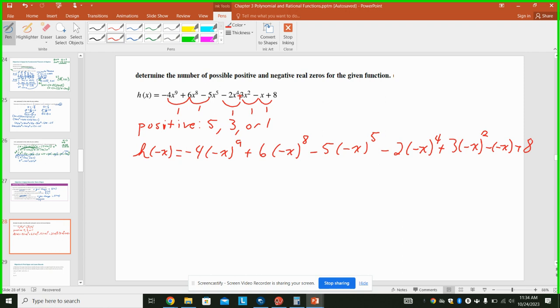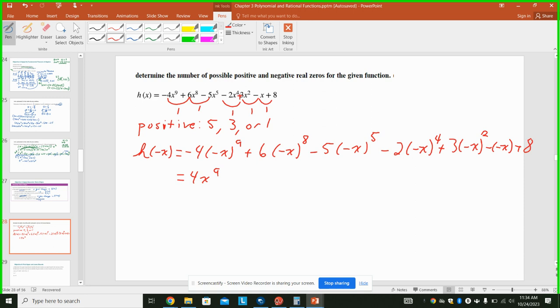All right, so now we're just going to simplify this. A negative x raised to an odd exponent means the result's going to be negative. So that means the sign will change. So that becomes 4x to the 9th, right? Because that result is negative. It was already negative, so therefore it becomes a positive.